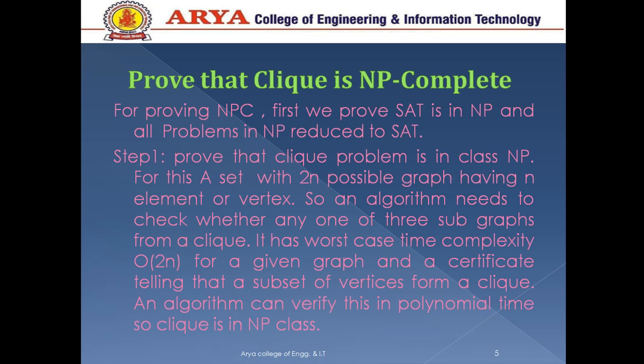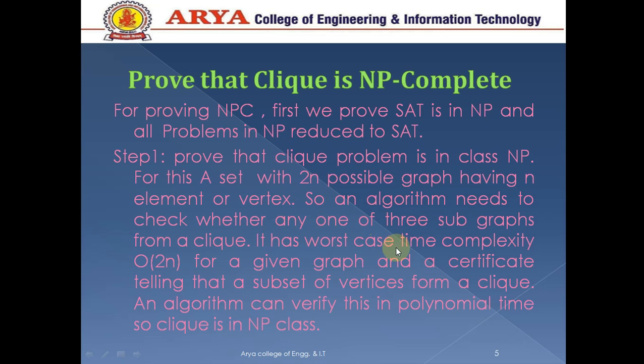Next, the theorem is to prove that clique is an NP-complete problem. For proving NP-completeness, first we prove the problem is in NP, and all the problems in NP reduce to it. That is, reduction means this is NP-hard. For step 1, prove that this clique problem is in the class NP. For this there are a number of possible subgraphs, like 2 to the power n possibilities of the vertices. So an algorithm needs to check whether any subgraph forms a clique or not.